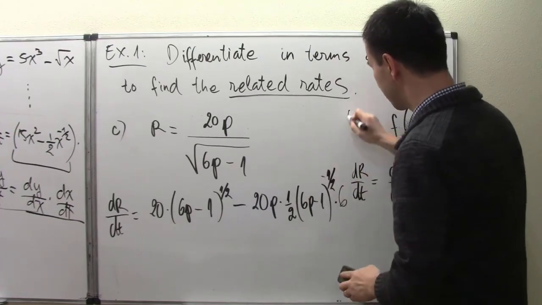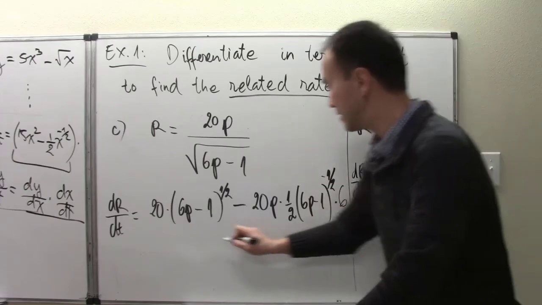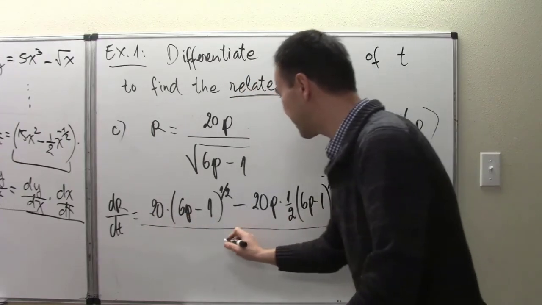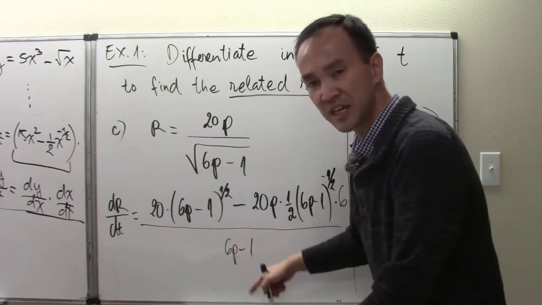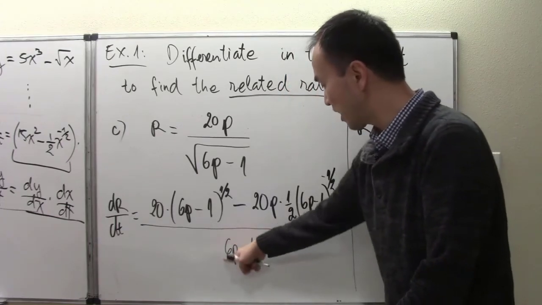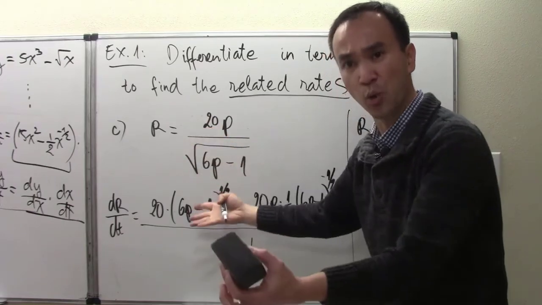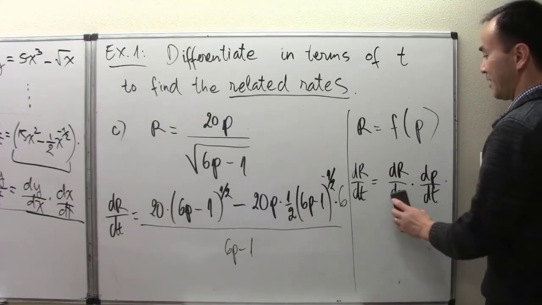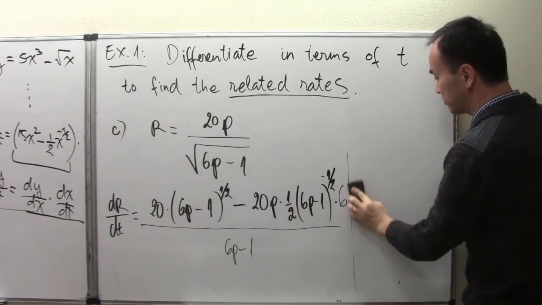Multiply with 6, because this is the derivative of the inside again. Just treat the problem as a usual derivative. Then in the denominator, we divide by 6p minus 1, because of the 6p minus 1 in the square root, but being squared, the quotient rule. I've left this here long enough, so allow me to erase that.